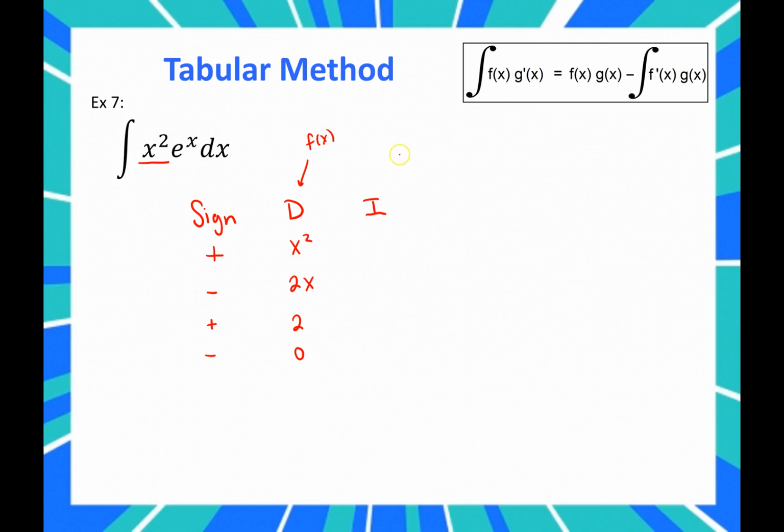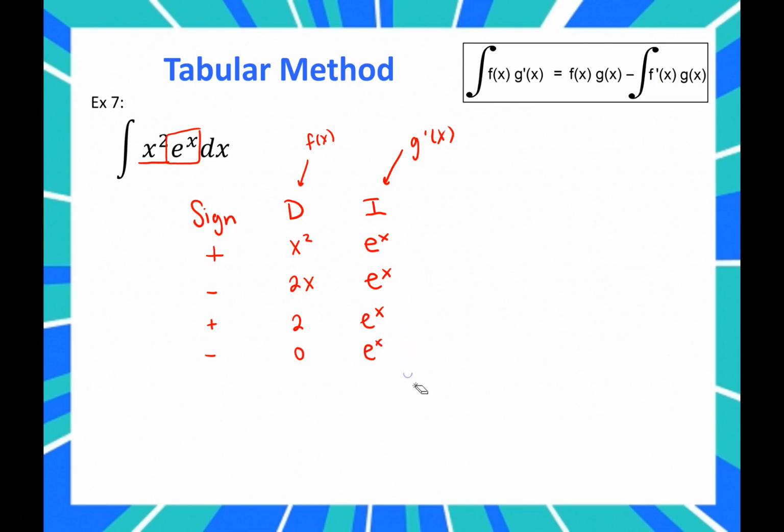Then I'm going to put my g prime of x here. So in that case, this is going to be e to the x. And then I keep integrating. So integrate e to the x and I get e to the x. Integrate again, e to the x is e to the x. Integrate that and I get e to the x.